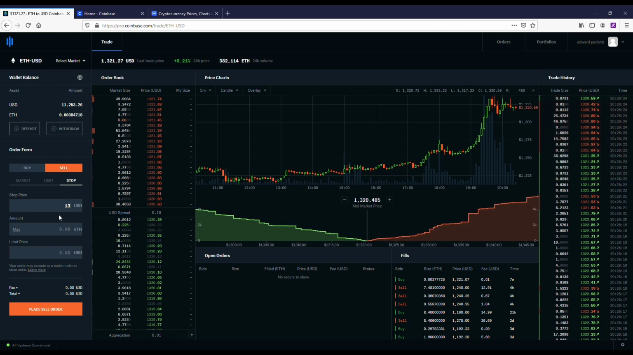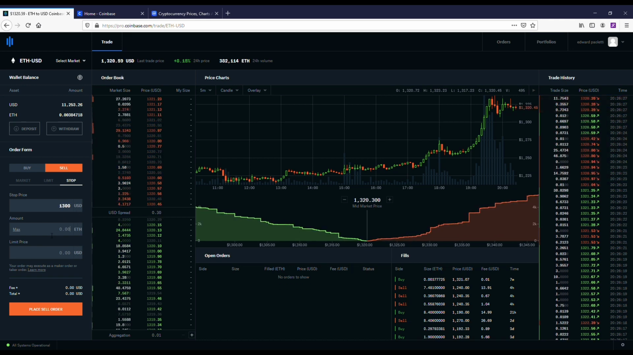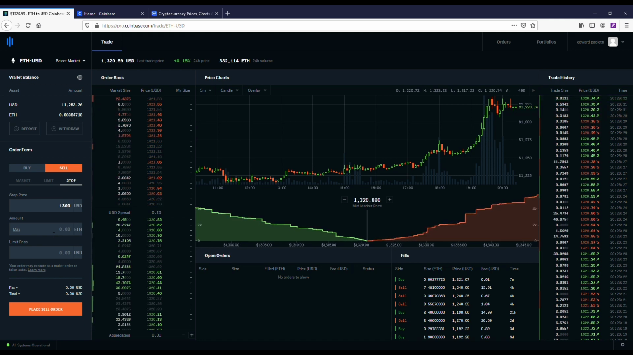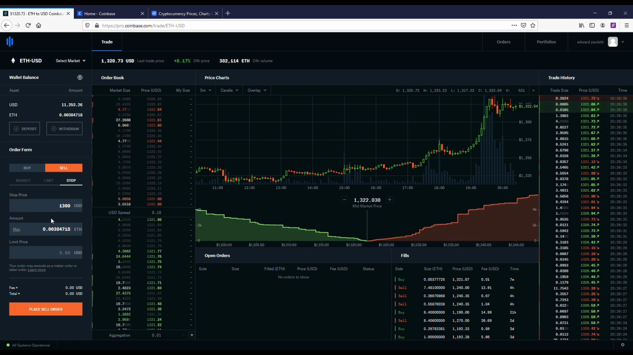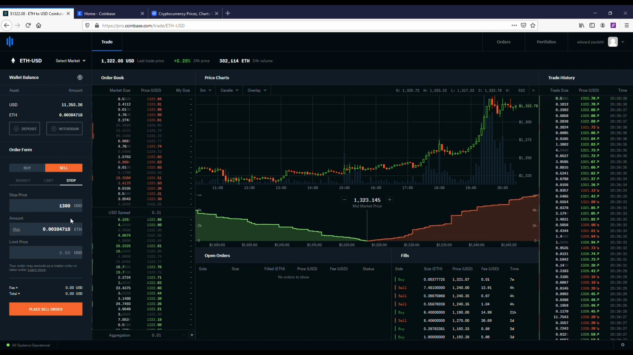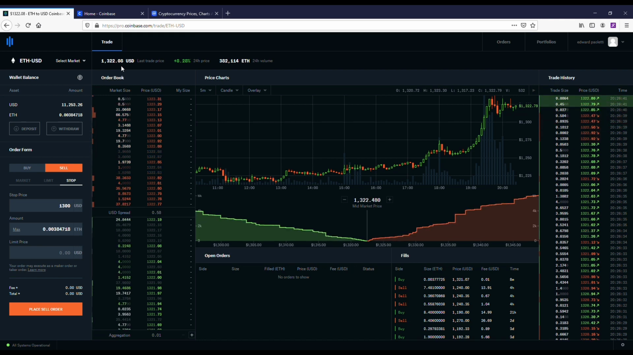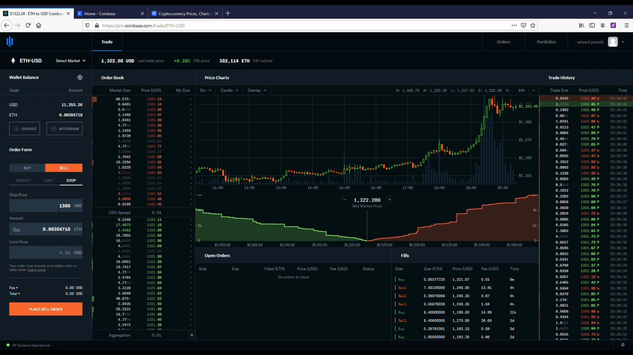at like $1,300. That way, in case Ethereum starts to go down, basically what would happen here is that when you set this, it's going to automatically sell for you. So the order will fill after you've typed in the stop price, which I put in at 1300. And then once you click place sell order, it's going to do it automatically for you.